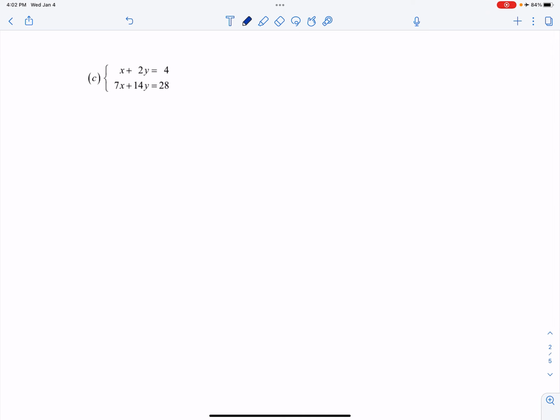Okay, next we have x plus 2y equals 4 and 7x plus 14y equals 28. So I'm going to do the same thing I did last time and multiply the top equation by 7. So that way I have 7x plus 14y equals 28. The bottom stays the same, 7x plus 14y equals 28. And now we have the same exact equation twice. This tells me there's infinite solutions because they're the exact same line.